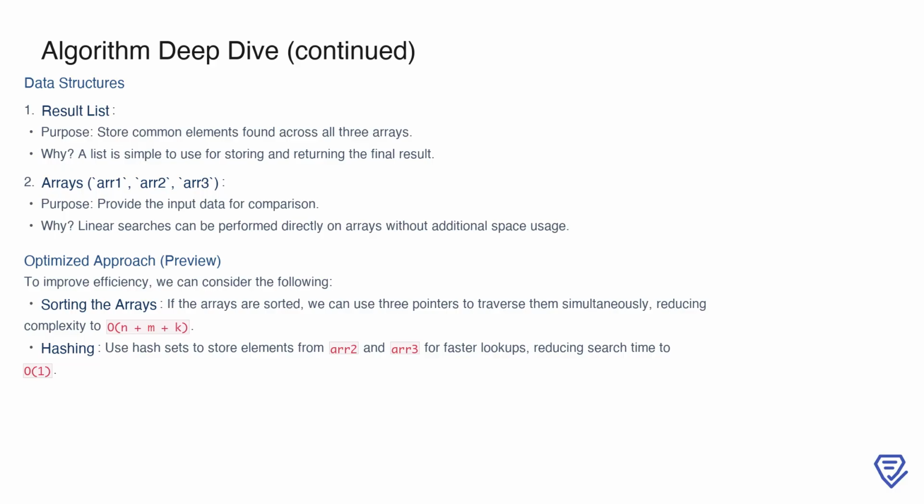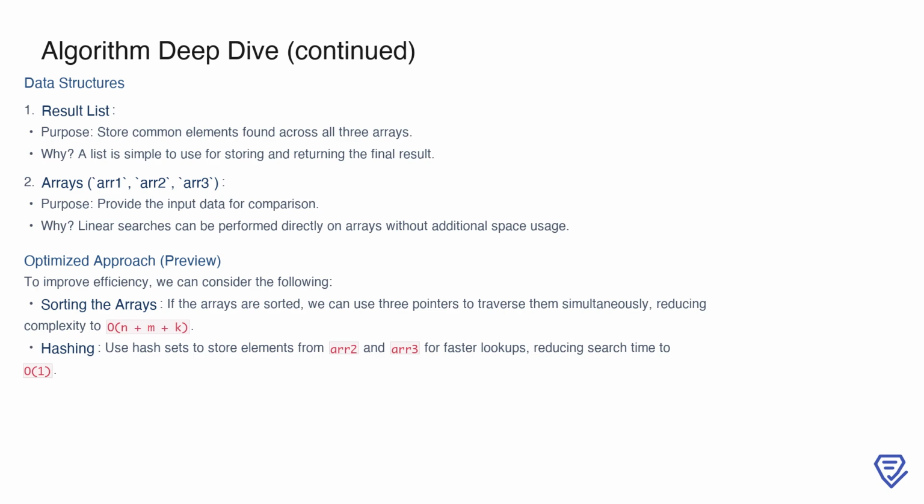However, the inefficiency of the brute force method leads us to consider optimized approaches. One such optimization involves sorting the arrays and using 3 pointers to traverse them simultaneously. This reduces the time complexity significantly, as we only need a single pass through all 3 arrays, resulting in a complexity of O(n + m + k).